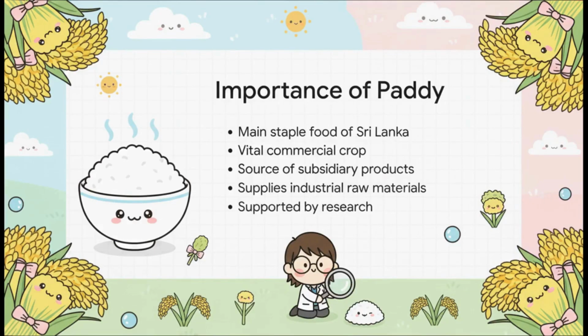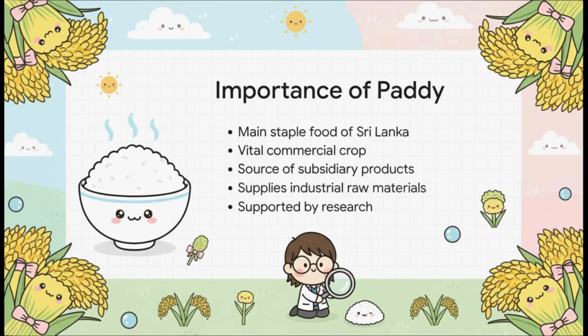Paddy cultivation is completely woven into our identity here in Sri Lanka. First and foremost, rice is our absolute main staple food. But just like those global crops we studied earlier, it's also a vital commercial crop for us. It's a source of numerous subsidiary products. Just think about all the different types of rice-based foods we have, and even animal feed. It supplies raw materials for various local industries, too. And because it's so critical to us, it is heavily supported by dedicated government research institutes.